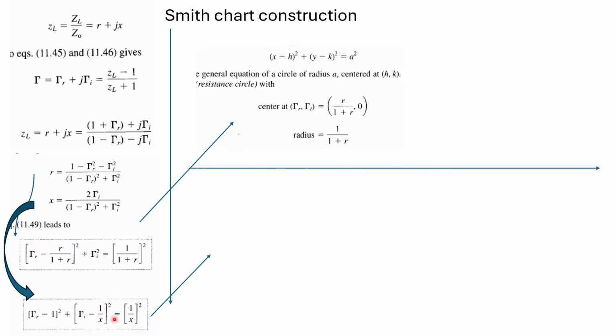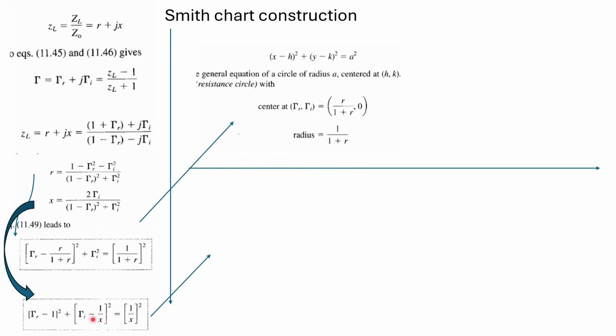So first of all, this real part equation, if we check it, is very similar to the equation of a circle. The circle equation is x minus h, whole square, plus y minus k, whole square, equal to a square, where h and k give the center and a is the radius. Similarly, if we equate this, the center is r divided by 1 plus r, 0, and the radius is 1 divided by 1 plus r.